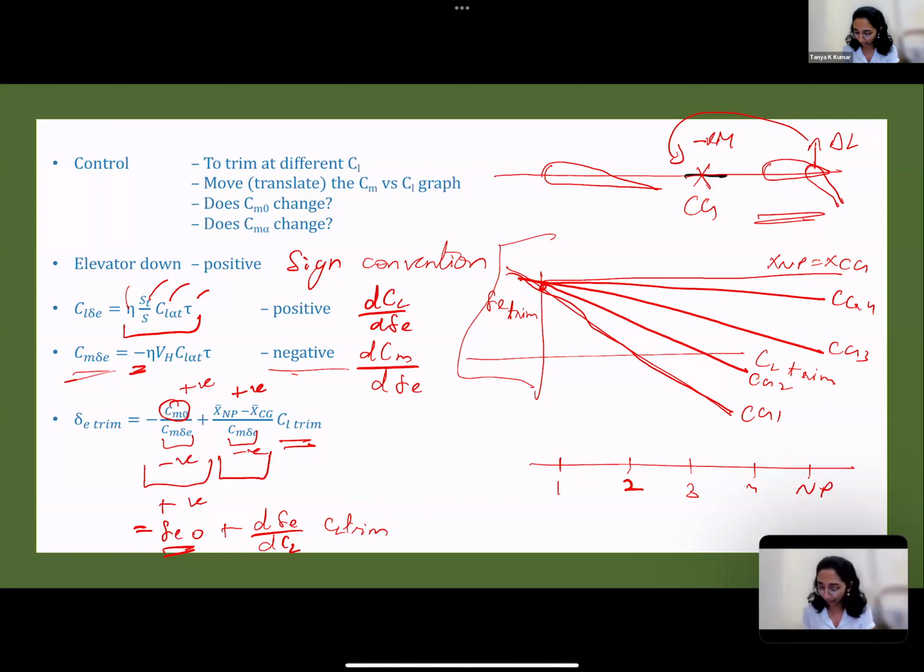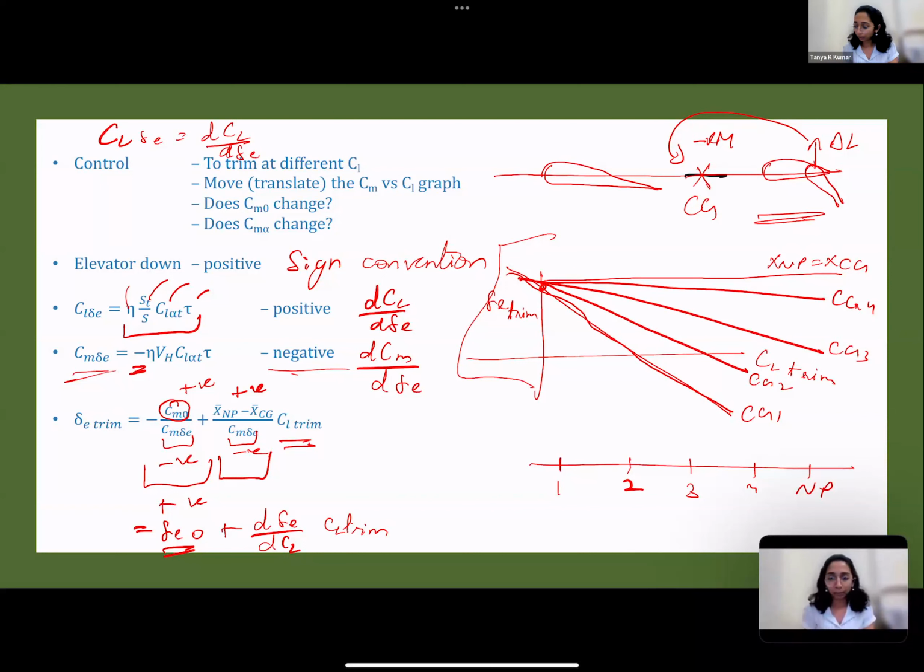What is CL delta E? It is dCL upon d delta E. So both the numerator and the denominator are positive. Increasing delta E gives you a positive change in lift. So dCL by d delta E is positive.